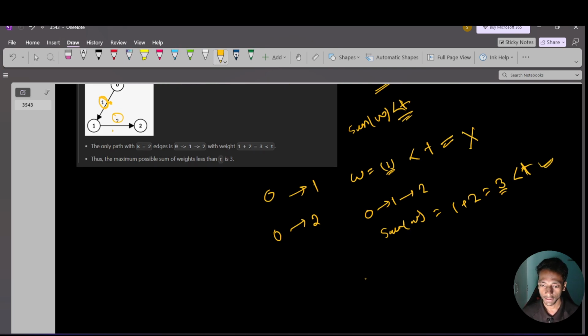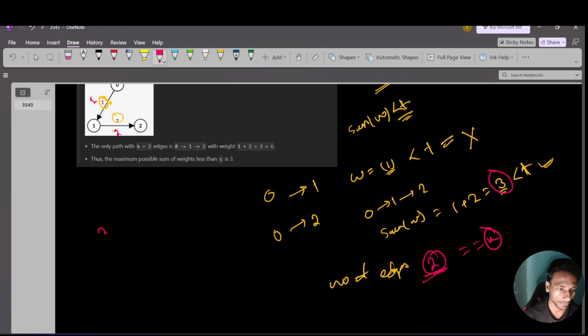Okay, one condition is specified. Another condition is the number of edges. So how many edges are there? This is the first edge and this is the second edge. So two edges are there. So this is equal to k. K here is 2. So both are satisfied. So this is one possible answer. So what is the weight? Sum of the weight is 3. This is for 0 to 2. Correct? To reach from 0 to 2.